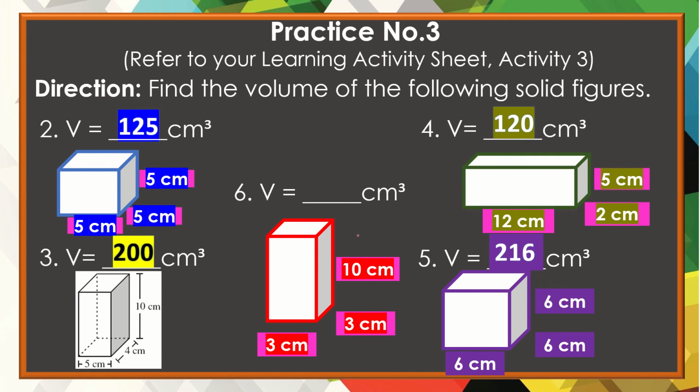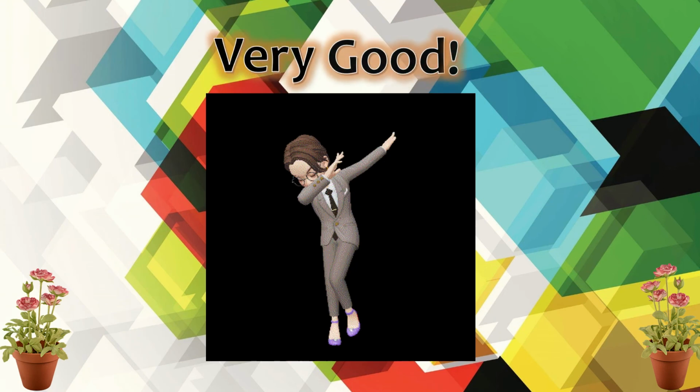Number 6, this one is a rectangular prism. Bisan niya pataas or pababa, same lagi hapon iton. Rectangular prism, bisan pahataas or pahalang. Portrait or landscape, same lagi hap. So, 3 times 3 times 10, the answer will be 90 cubic centimeter. Okay? Did you get that? Very good.